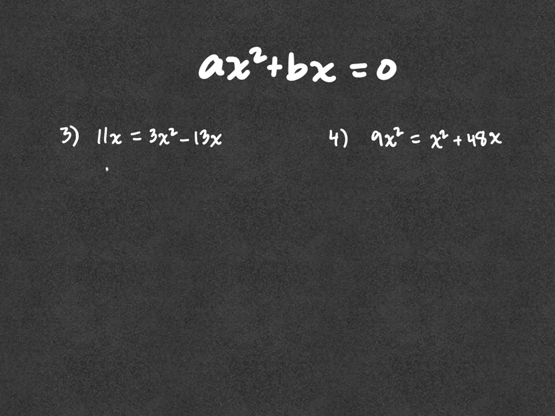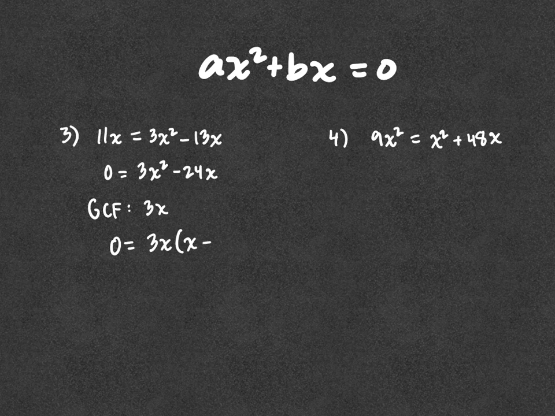Okay, I'm going to make the left side equal 0 in number 3. That means I'm going to subtract 11x from both sides. That gives me a negative 24x on the right side. The greatest common factor in this case will be a 3x. So I can rewrite 3x times the quantity x minus 8. Okay, if I pull a 3x out of 24x, that gives me 8. Hence if I were to distribute, I should get as a result that expression there.